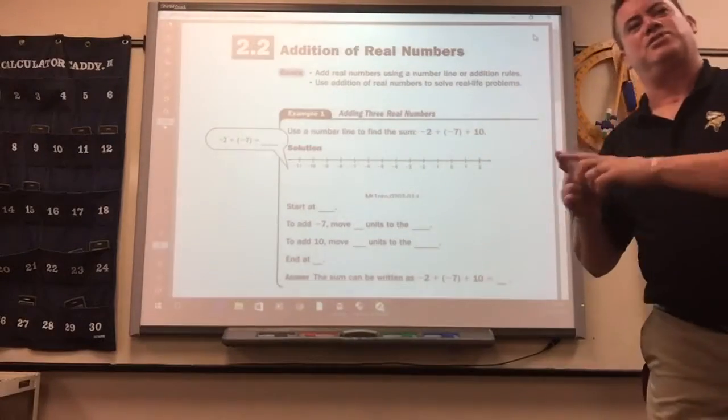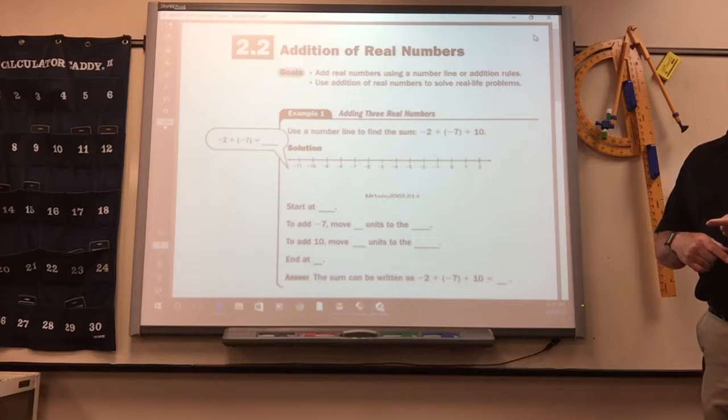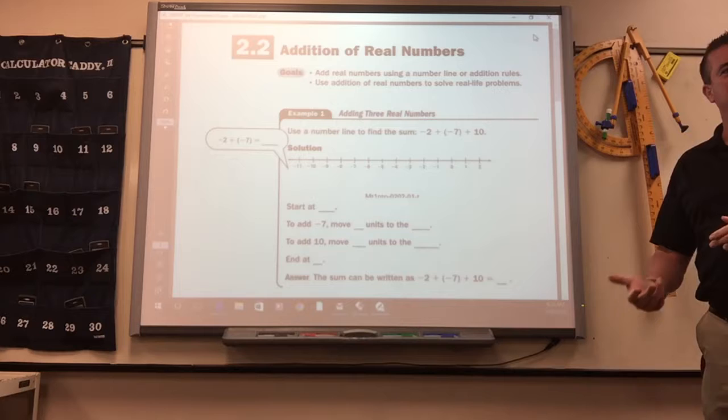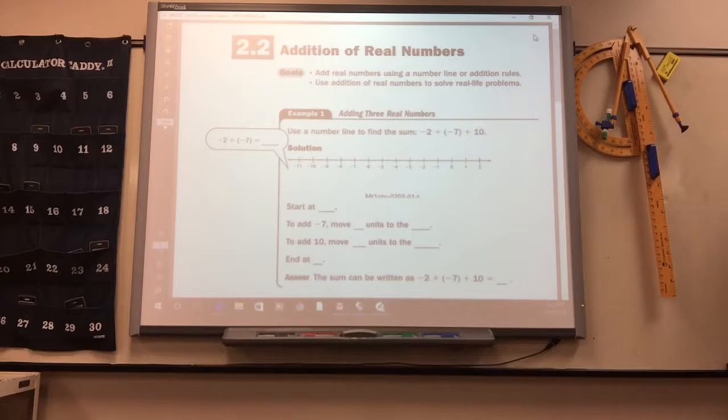This section, next section, it's just review, addition of real numbers. Next, it's subtraction of real numbers. We can use calculators. It's not like 8th grade where you got to learn the rules because you don't get a calculator. But you do need to know the rules.